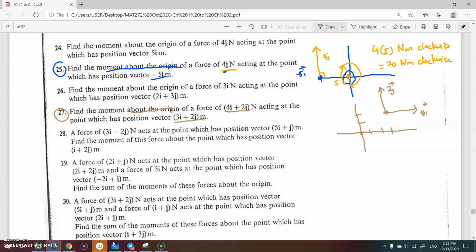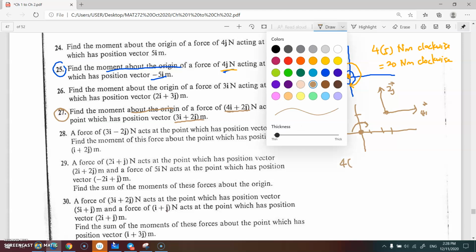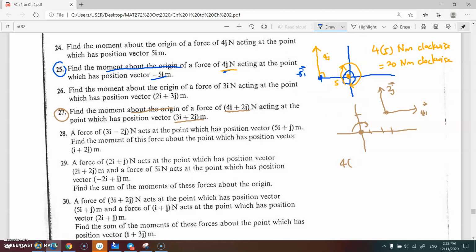So find the moment about the origin. So let's say this is the origin. So first of all, 4 times the distance. So the distance should be, let's say this is the force. So the distance would be here. So just now this is 3, right? This is 2, is it? Position vector 3, 2. So the distance would be 2. And then is it clockwise or anti-clockwise? So you move to the right, clockwise.